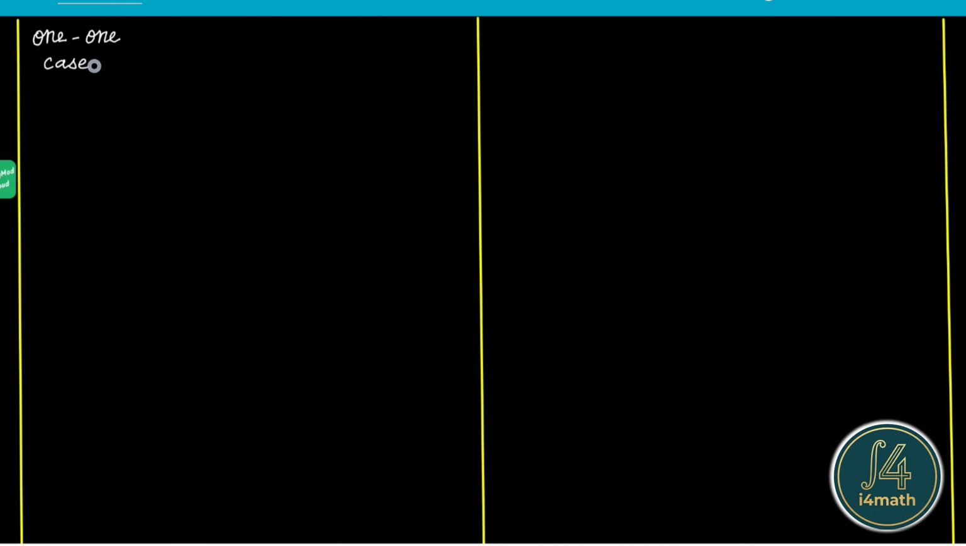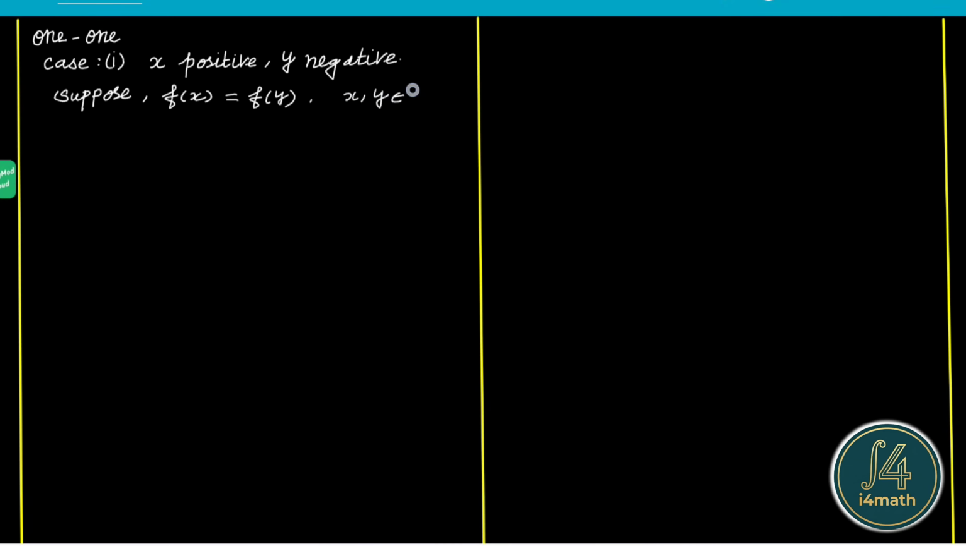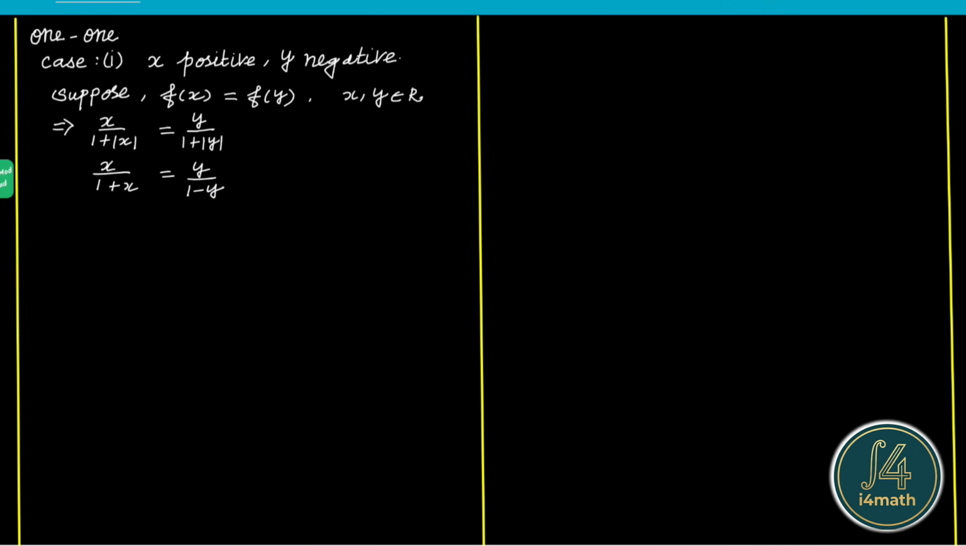1-to-1. Case number 1. X positive, y negative. Suppose f of x which is equal to f of y where x, y belongs to R. f of x is equal to x divided by 1 plus modulus of x, and f of y is equal to y divided by 1 plus modulus of y. Actually here x is positive, so the modulus of x we can write as plus x, and y is negative, we can write the modulus of y as minus y. So x divided by 1 plus x is equal to y divided by 1 minus y.